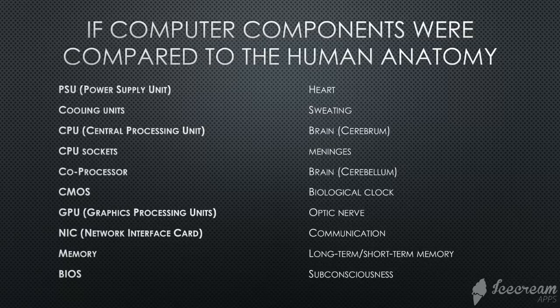The CPU or processor and the coprocessor would be different parts of the brain, and the CPU socket can be the skull or the meninges. The CMOS, which preserves the system time, can be the biological clock. GPUs are the optic nerves, network adapters are our communication methods, the memory is just memory, both for long and short term, and the BIOS is our subconsciousness or our instincts and reflexes.